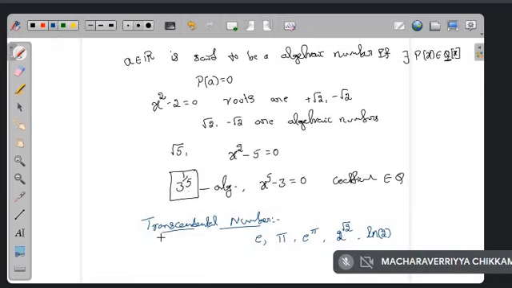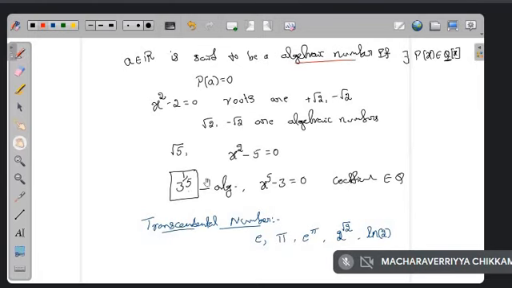You can't just say x minus e equal to 0. This is a polynomial for which e is a root, but what are the coefficients here? The coefficients must be rational numbers. Is e a rational number? It's not a rational number, it's actually irrational. So we want rational coefficients, and you don't have a polynomial with rational coefficients for which e is a root. So this is how algebraic numbers and transcendental numbers are defined.